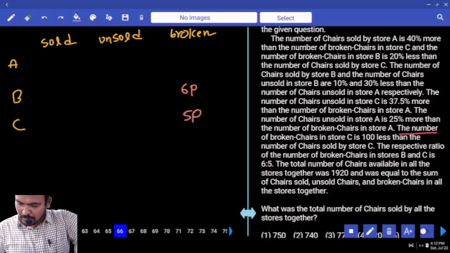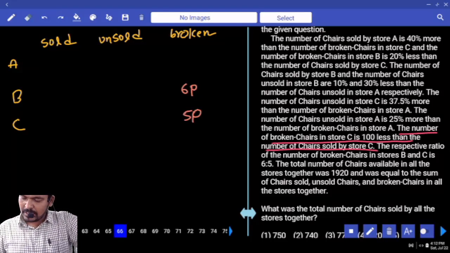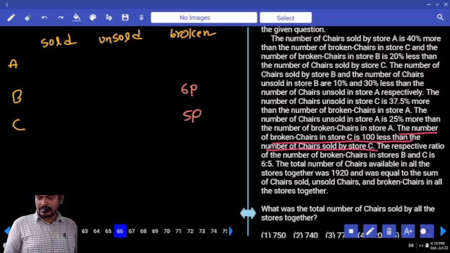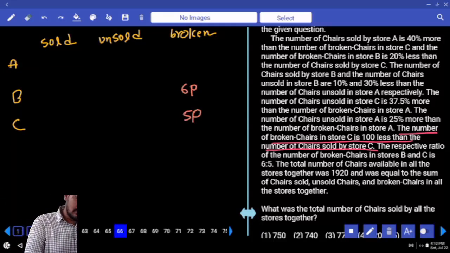The number of broken chairs in store C is 100 less than the number of chairs sold by store C. Here, broken chairs in store C is 100 less than which one? Sold by store C. Means the sold value of store C is how much? 5 parts plus 100.